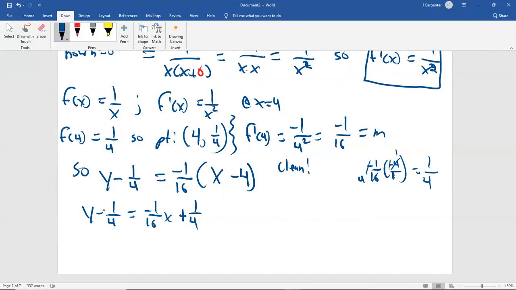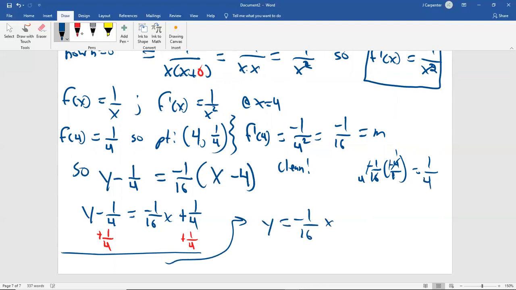The 1 in the top, you could just write that as x over 16 as well. If you then add 1/4 to both sides, you better know how to add your fractions as well. No excuses. We get y equals, let me just write it over here, negative 1/16 x plus 2/4, which is negative 1/16 x plus 1/2. And that is our tangent line, but only at x equals 4.